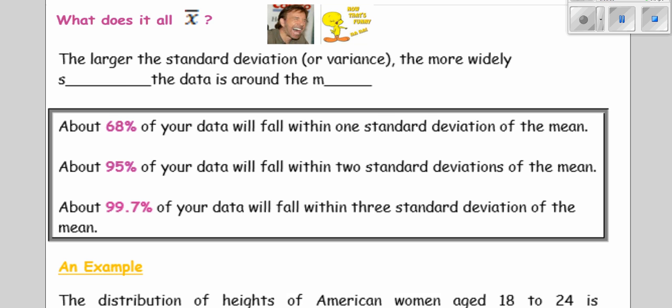So that's interesting. So yeah, the standard deviation and the variance. How do you get the variance from the standard deviation, by the way? Variance. Yeah, it's just the standard deviation squared. So it's another way of expressing the spread around the mean. We tend to use standard deviation more to express the spread around the mean, but variance is possible as well. So what does it all mean? The larger the standard deviation, the more widely spread the data is around the mean.